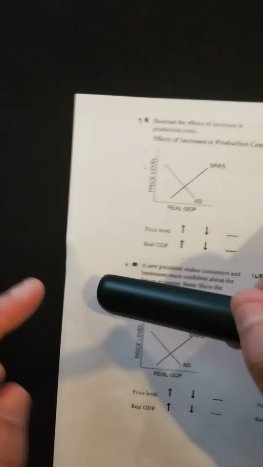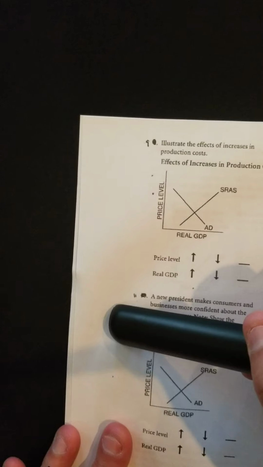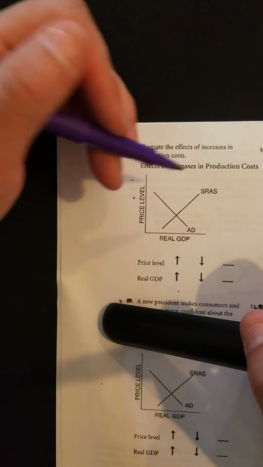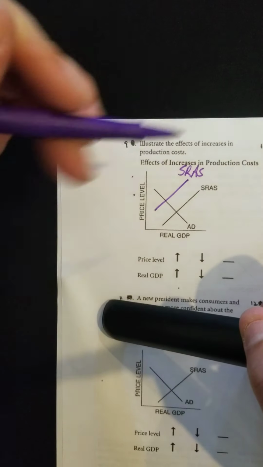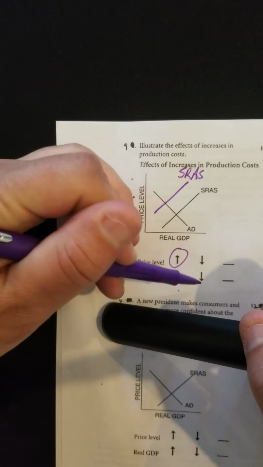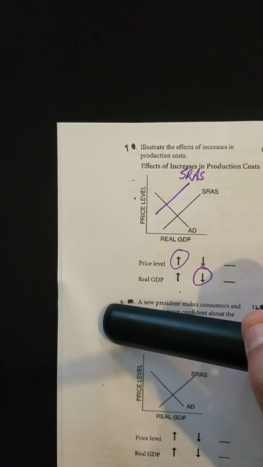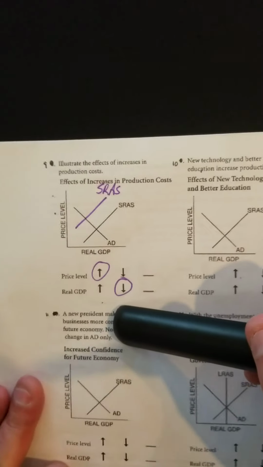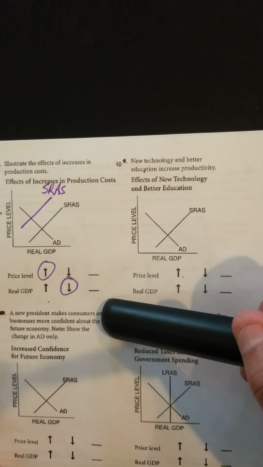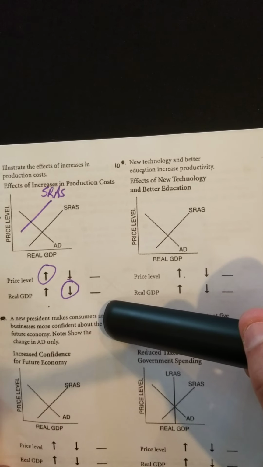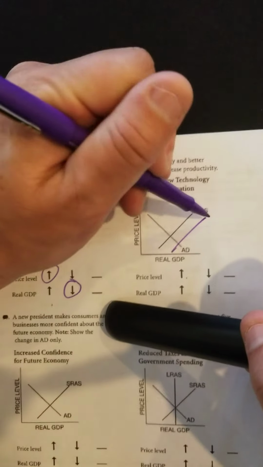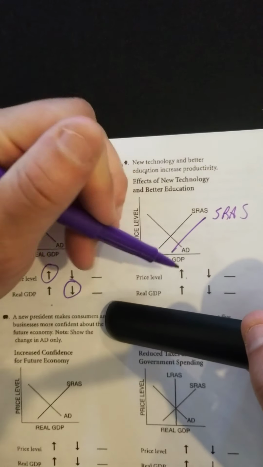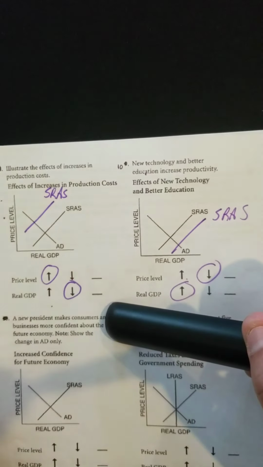All right, next. An increase in production costs. If everything gets more expensive to produce, here is your stagflation. Okay, productivity going up. We know that decreases prices and increases production, which is why it's what we're looking for.